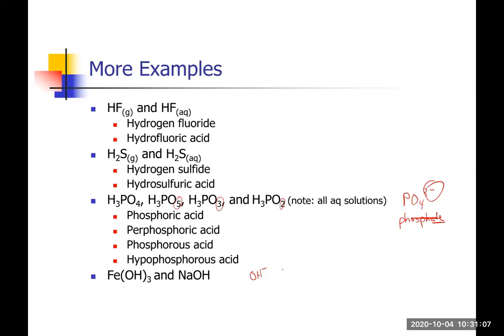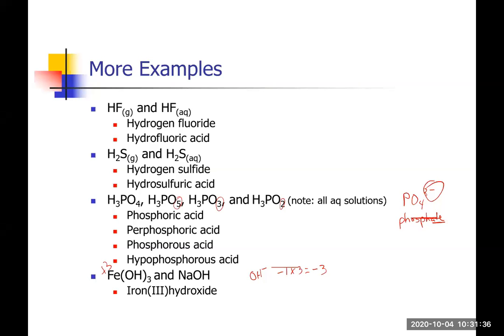Because there are 3 of them, we have -1 times 3, which gives us a total contribution of -3 for the hydroxides, meaning that the iron has to be a +3 oxidation state. So we're going to put that 3 as a Roman numeral in parentheses right after we write the full name of the least electronegative element. So it's iron(III), and then we add the word hydroxide.